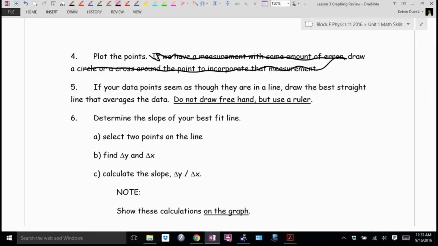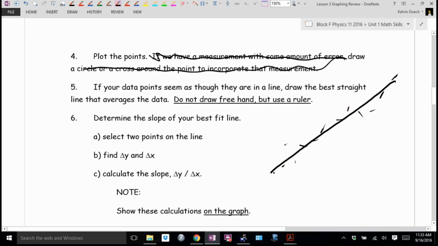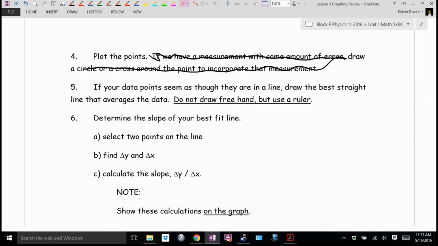If your data points look like this, and it seems to kind of be in a line-ish thing, then you'll draw what we call a line of best fit with a ruler. Don't write that down. Let me erase all that. But don't go freehand. You're going to lay your ruler down. You're going to go through as many points as you can, and then the ones that you can't go through, you'll try and have the same number above the ruler as below the ruler to kind of split the difference.